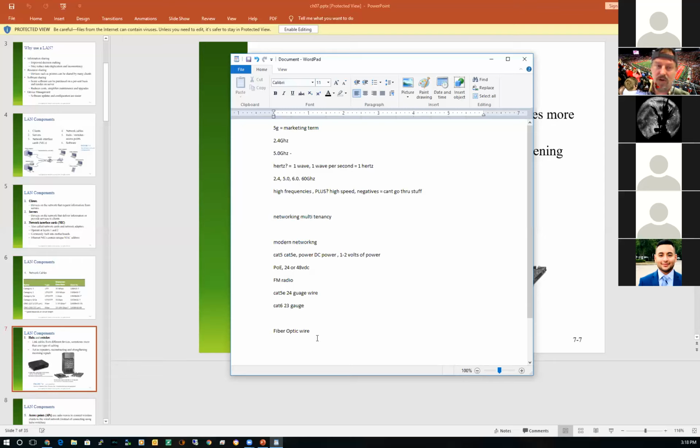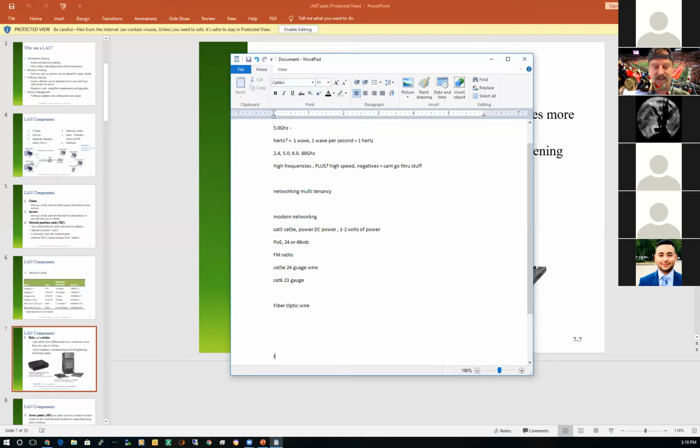Anyway, fiber optic wiring, much more expensive. With Ethernet, Cat5e cable, we're talking like 10 cents a foot, 7 cents a foot. With fiber optic, we're talking $5 a foot. Much more expensive. That's why we don't use it a lot unless we really need those high speeds.